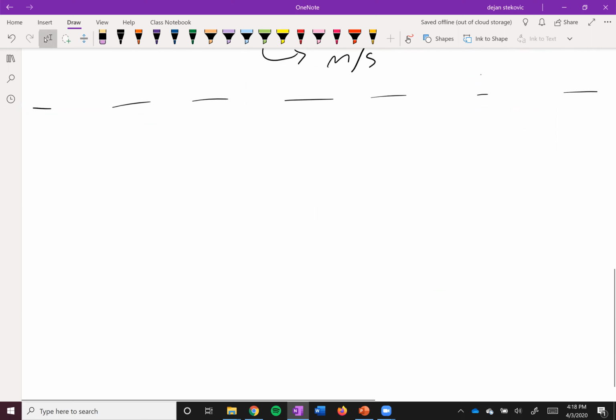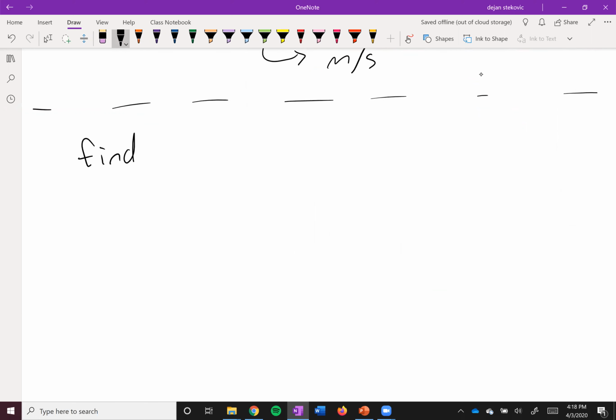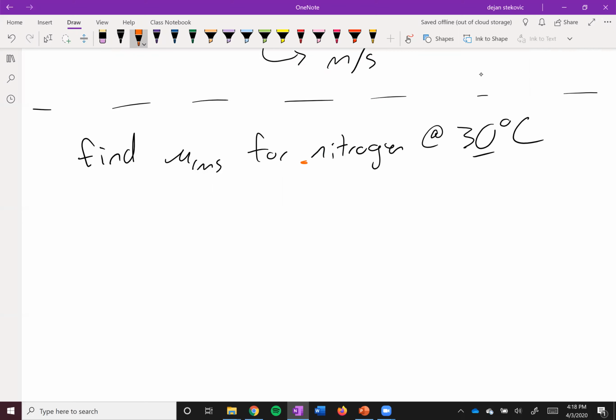Let's take a look at an example. An example question might be: find the root mean square velocity for nitrogen at 30 degrees Celsius. There are a couple of little tricks to this problem. First of all, let's write out our equation. The root mean square velocity is equal to the square root of 3RT over molar mass, in different units.